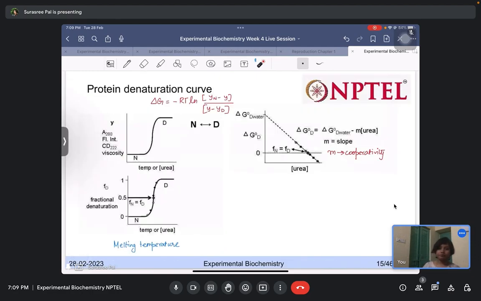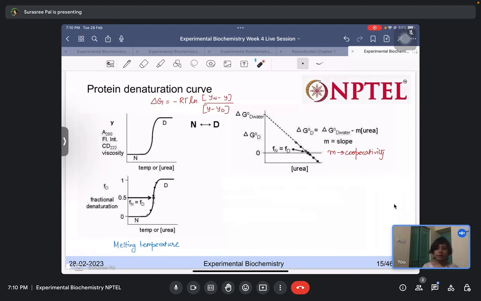Next, we will talk about this protein denaturation curve, and this will be the last topic of discussion for today. So we have already talked about this equation, delta G equals minus RT ln K, and here what we see is, with respect to the concentration of the denaturing agent, or with respect to the increase in temperature, how the absorbance or the fluorescence intensity or viscosity or the ellipticity of the protein is changing. So we plot on the y-axis absorbance, fluorescence intensity, viscosity or ellipticity, and the temperature or the urea concentration we plot on the x-axis, right?